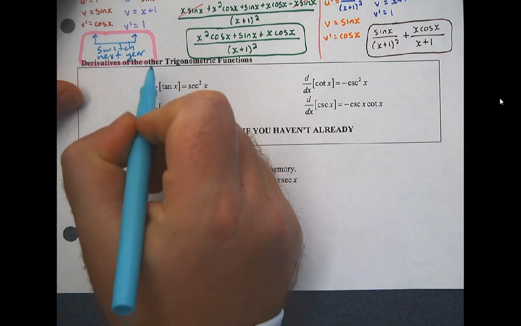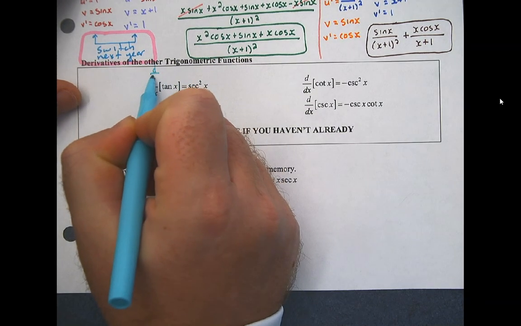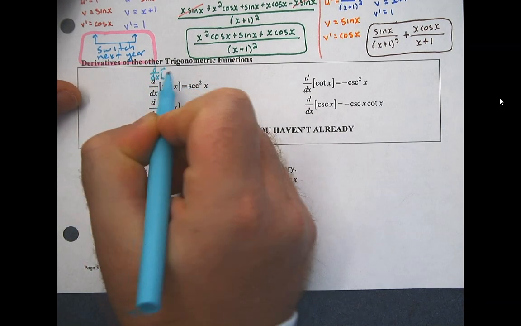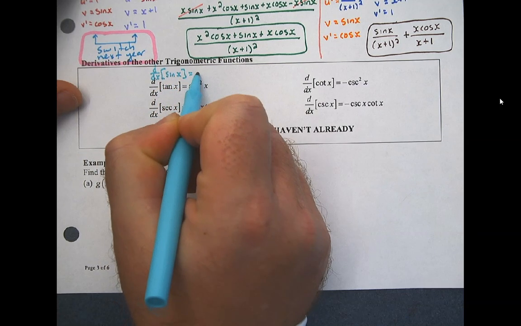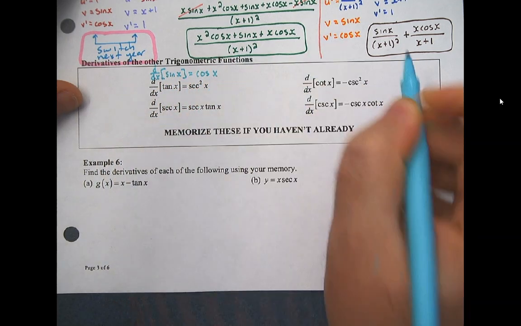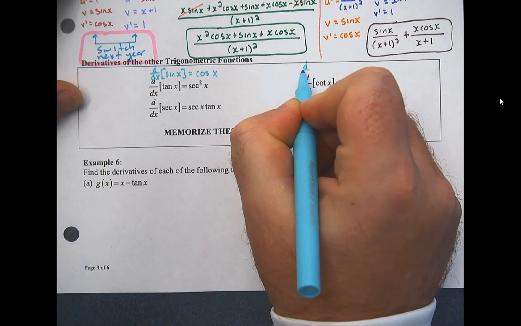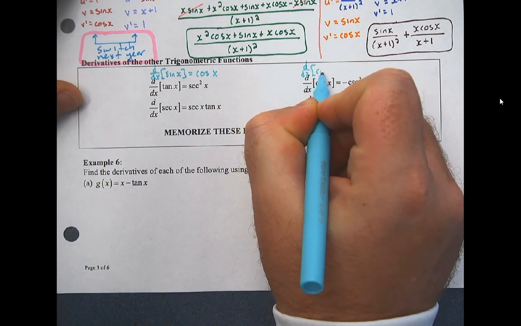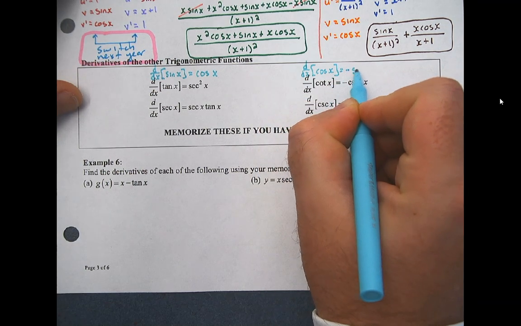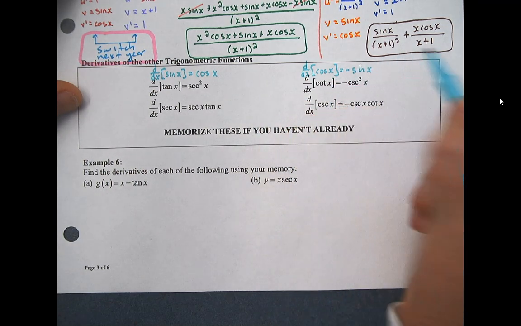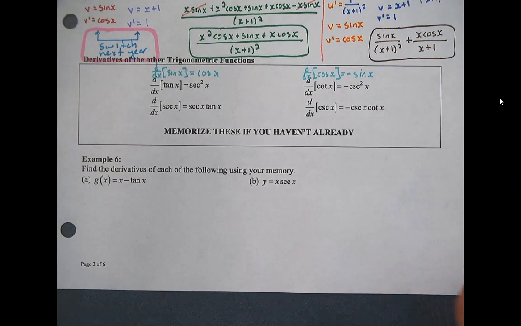So like I said, we've already done d dx of sine is cosine, and then d dx of cosine is negative sine. Yes, this is something I expect you to memorize. These six I expect you to memorize. Those who plan on taking the AP test, you'll have some more to memorize.